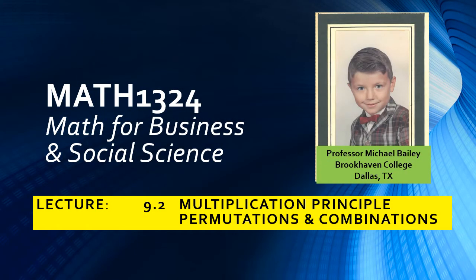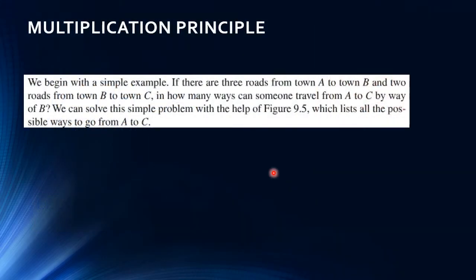Welcome to lecture 9.2. We're going to be looking at the multiplication principle, permutations and combinations as it applies to probability. So let's begin with a simple example. If there are three roads from town A to town B, and two roads from town B to town C, in how many ways can someone travel from A to C by way of B?